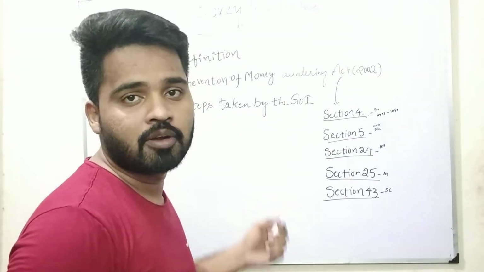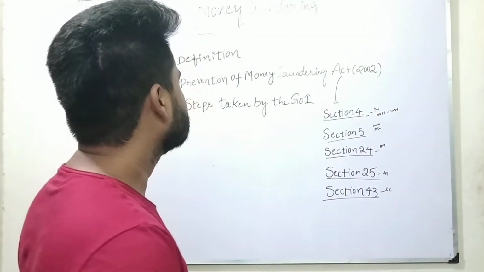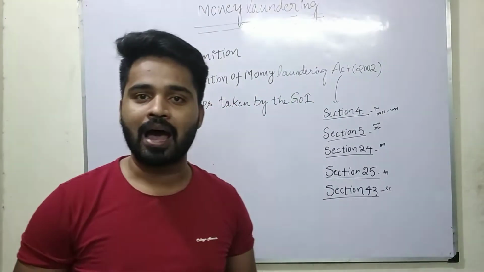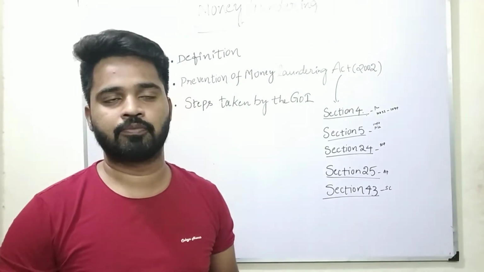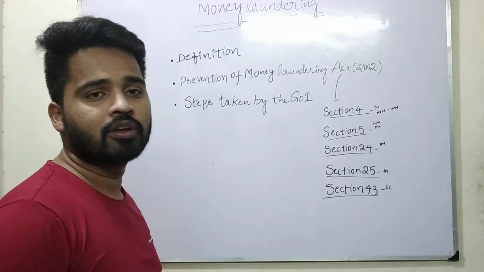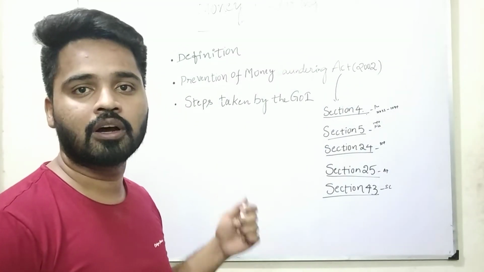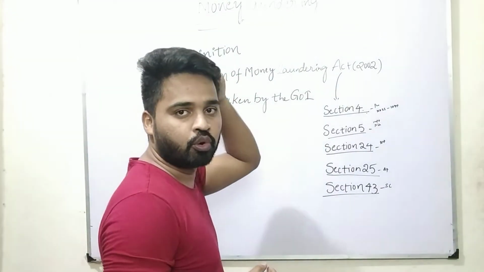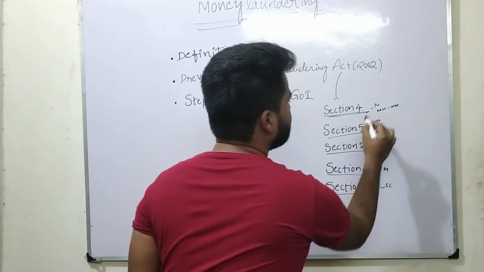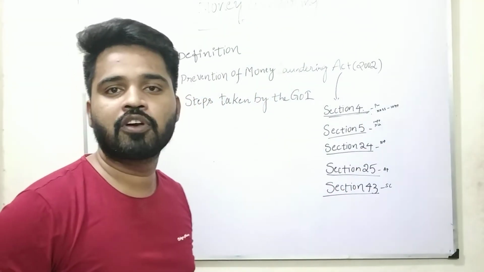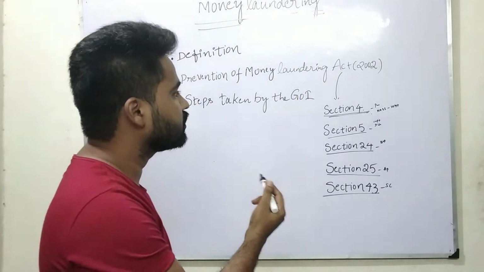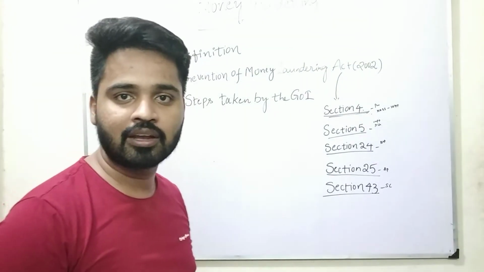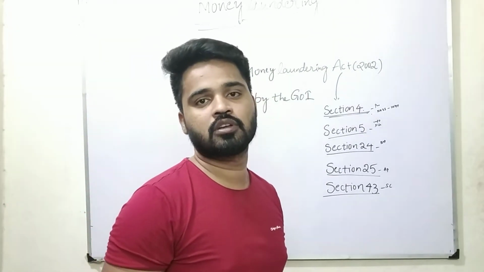Let's quickly discuss the Prevention of Money Laundering Act. The PMLA Act 2002 was enacted by Parliament to combat the money laundering problem. Let's discuss various important sections of the PMLA Act 2002. Let's start with Section 4. Section 4 of the Act prescribes the punishment for money laundering. As per Section 4, the punishment for money laundering will be 3 to 7 years.